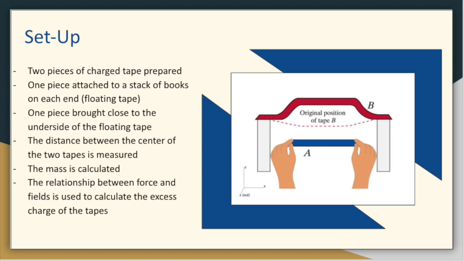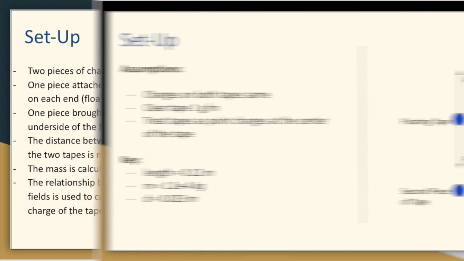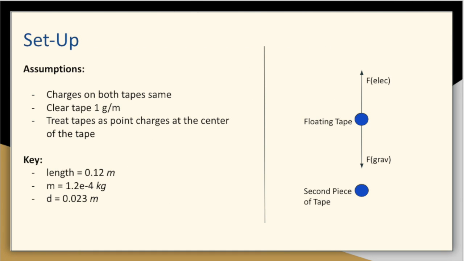I then measured the distance between the center of the two tapes. The purpose of taking this measurement will be explained in a moment. In order to calculate the excess charge, I had to make some assumptions about the pieces of tape. First, I assumed that the charges on both pieces of tape were the same. Students were told to calculate the mass of the tape given that clear tape was 1 gram per meter. Finally, I treated the tapes as point charges.